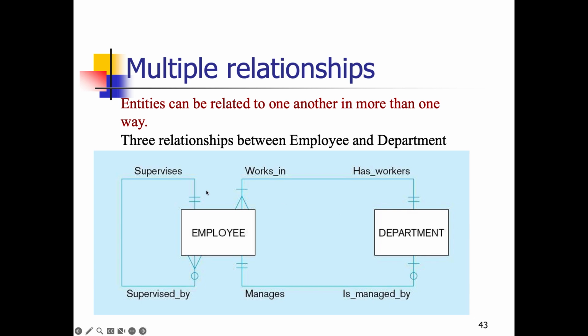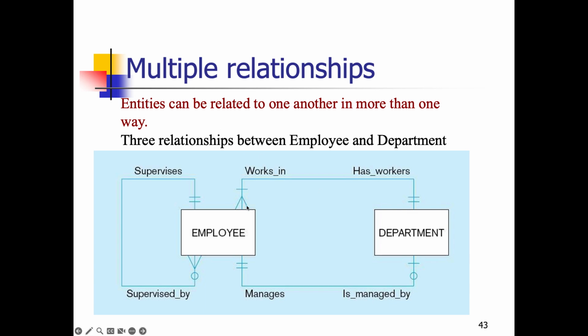So far we always had one relationship between entities, but sometimes two entities may have more than one relationship with each other. For example, department and employee. One relationship could be that each department can have at least one or more employees, and each employee can work in only one department, right?